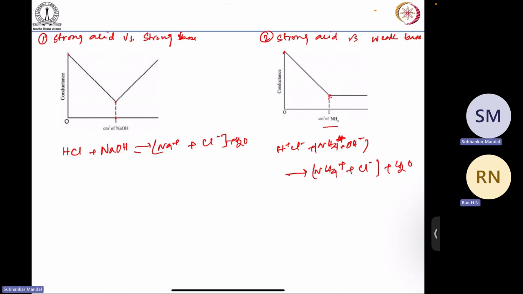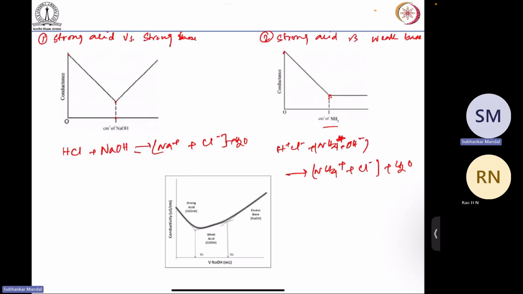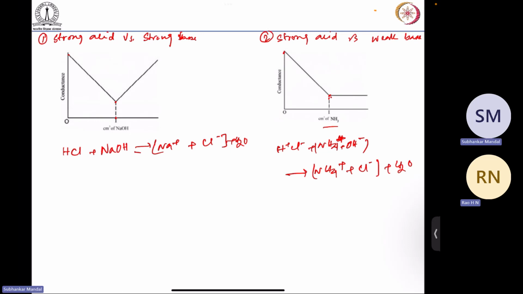In the first case, strong acid, initially the highly mobile ions are replaced with less mobile ions. Subsequently the equivalence point is obtained. After the equivalence point, the conductance increases sharply, because of the presence of sodium hydroxide. Again, when we compare, OH minus is having the higher conductance.